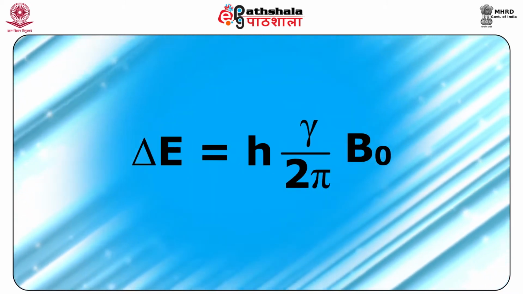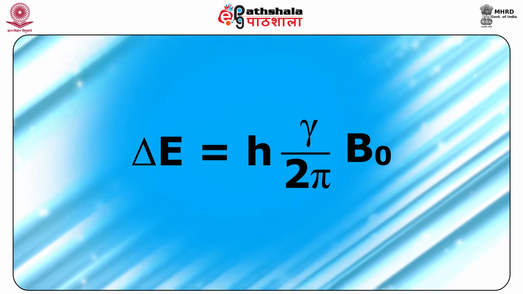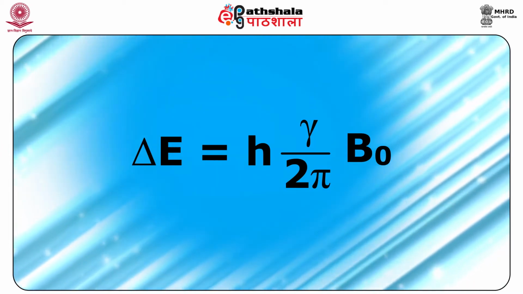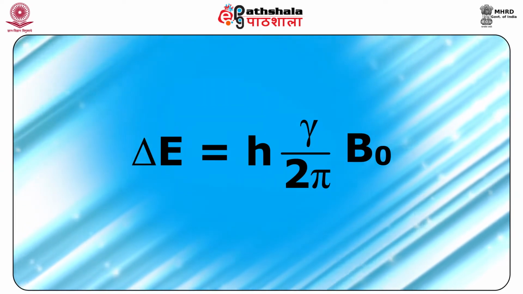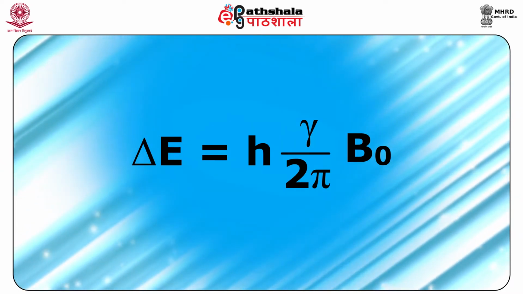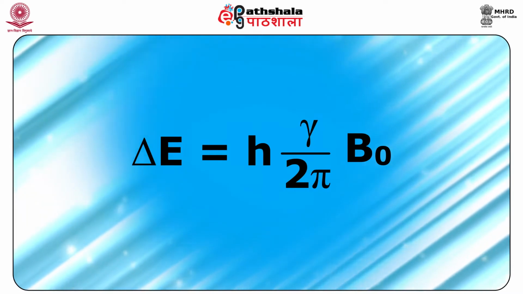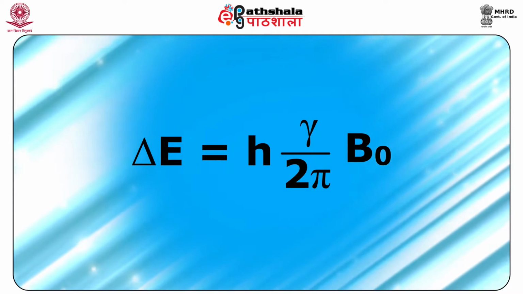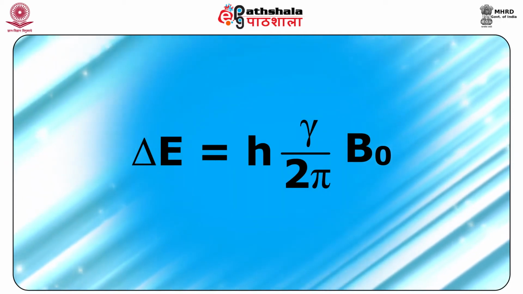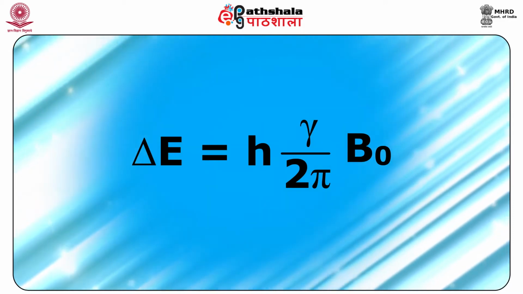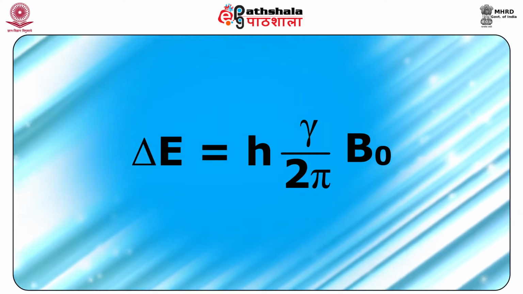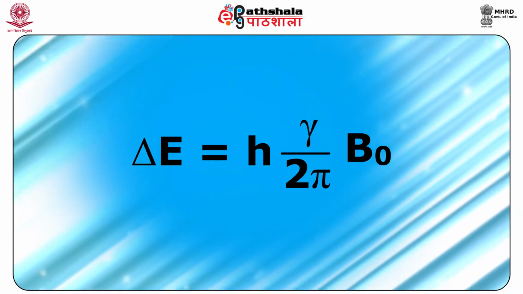Now the energy difference between these two spin states can be mathematically put into an equation, denoted by delta E equal to h gamma divided by 2 pi multiplied by B naught. Now students, h, as you know, is Planck's constant. Gamma here is a new term, that is the gyromagnetic ratio, also called the magnetogyric ratio of a particular nucleus.